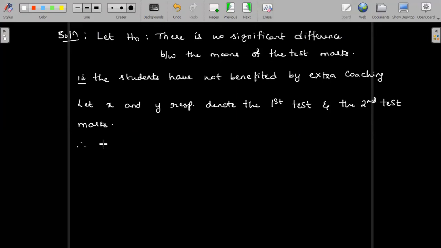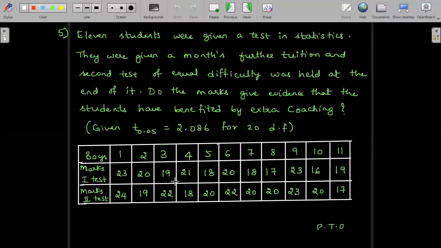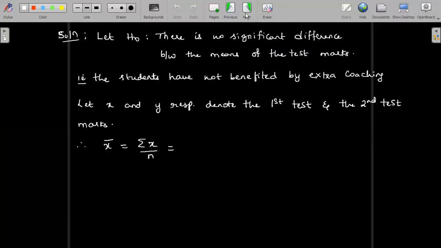So let us find out X bar. X bar will be sum of all X divided by N, summation X divided by N. So first let us sum up all the values of X from the table. X is for first test marks and Y is for second test marks. When we sum up all the X values, 23 plus 20 plus 19 plus 21, etc., up to the end, the summation is equal to 214 divided by N is equal to 11.